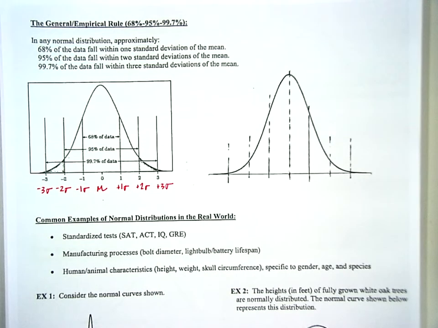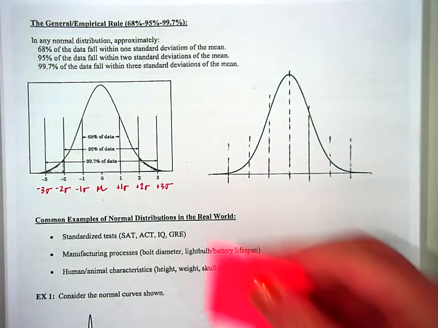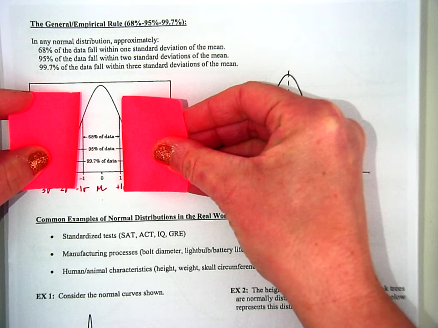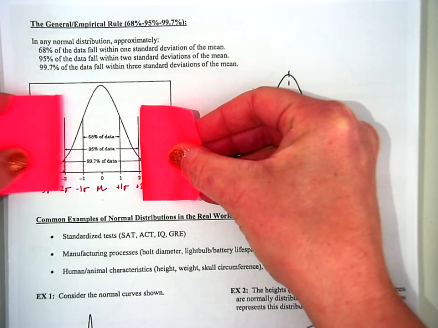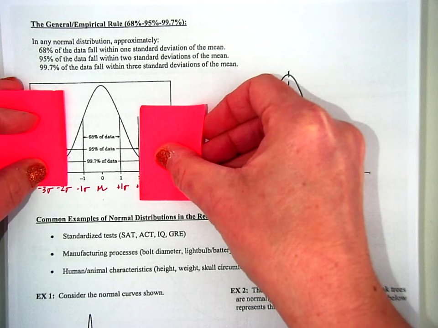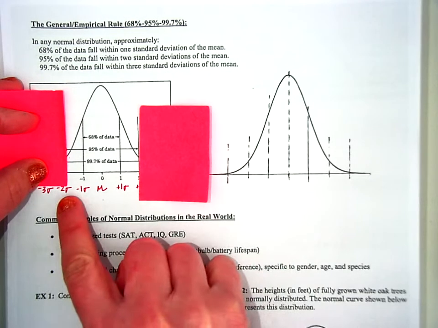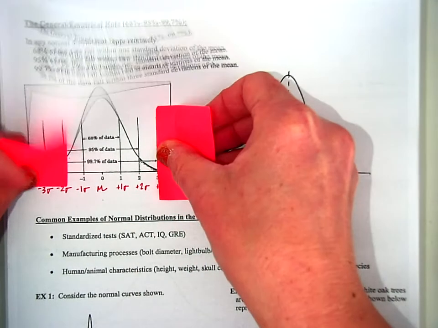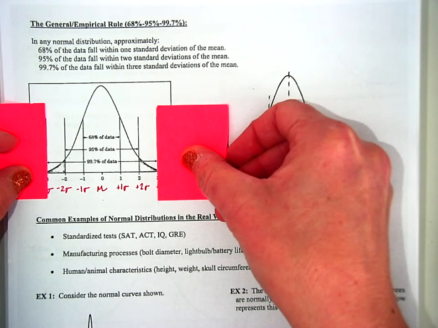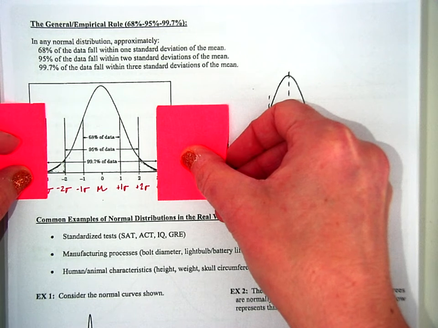So that 68, 95, 99.7 rule is saying this. 68% of our data, the bulk of it, should fall within plus or minus 1 standard deviation of the mean. As I move out to here, 95% of the data should fall within 2 standard deviations of the mean, because here's the +2, here's the -2. Most of our data, almost all of it, 99.7%, will fall within 3 standard deviations of the mean.